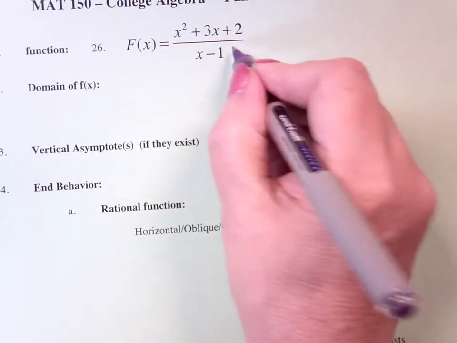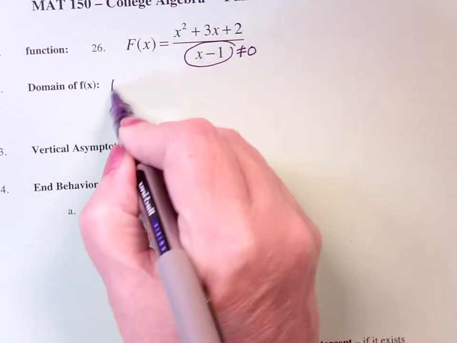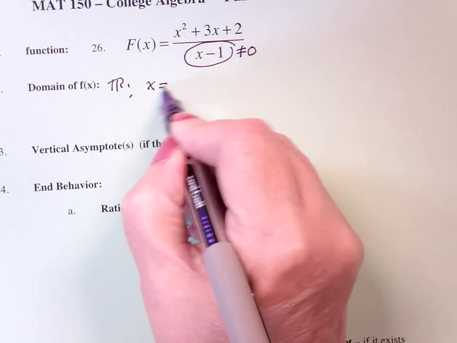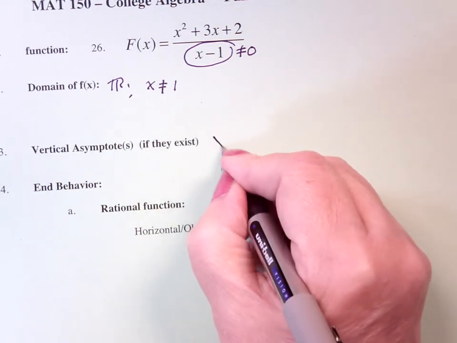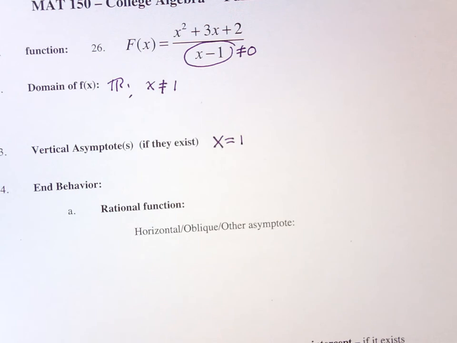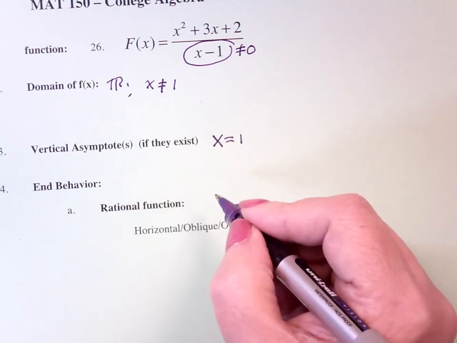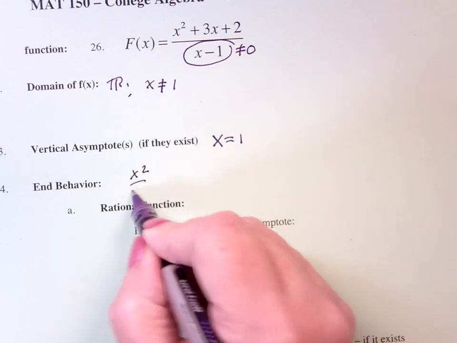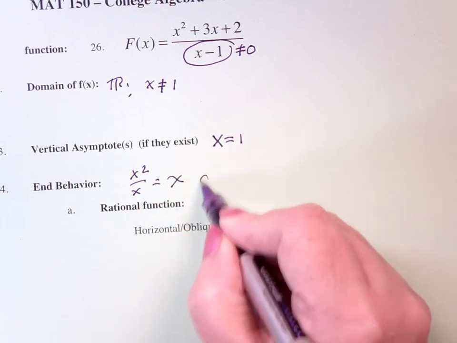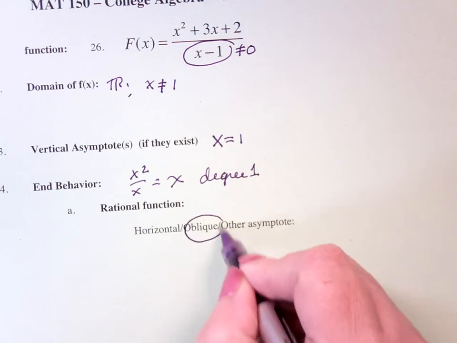What is the domain? Well, we know that the denominator can't be 0. So the domain is all real numbers except x can't be 1. That means that the VA is x equals 1. And, well, I'm going to come back to this, but what's the end behavior? Well, the end behavior is going to be x squared over x, which is just x. This is degree 1, which means it's an oblique.